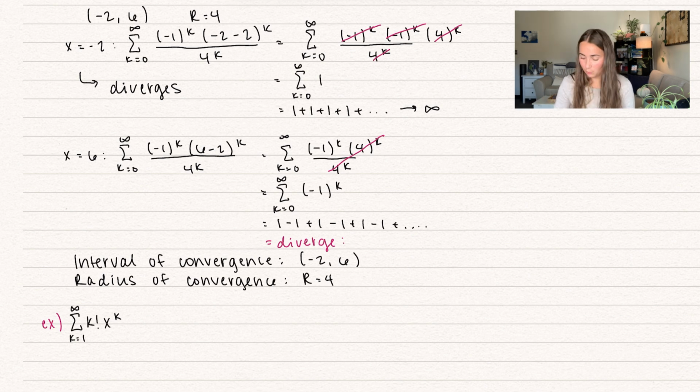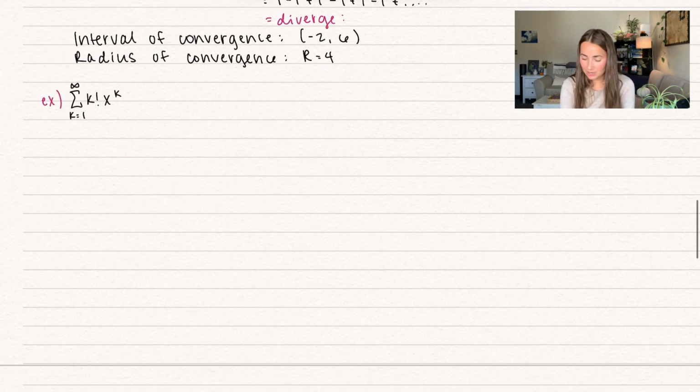Let's go ahead and try one more. Here we have the summation k equals 1 to infinity of k factorial times x to the power of k. Just looking at this, you might have a guess on what's going to happen here, because we're not dividing by anything, so there's no way anything's getting smaller. We're just multiplying by k factorial, which is going to be quite large. But let's go ahead and see what actually happens.